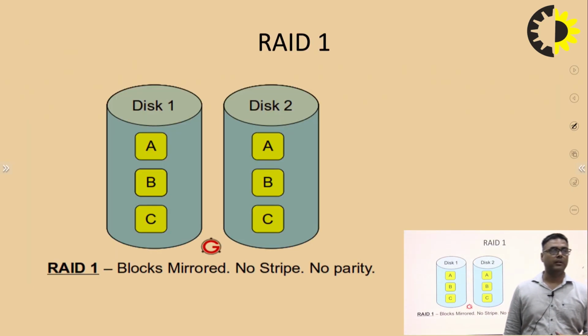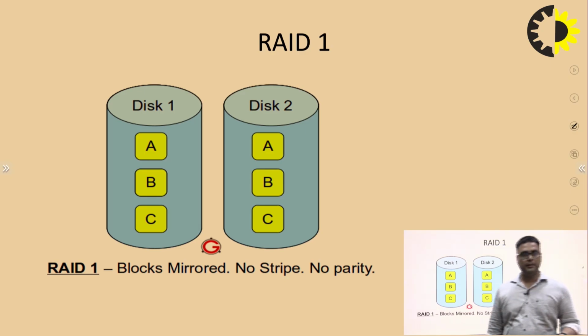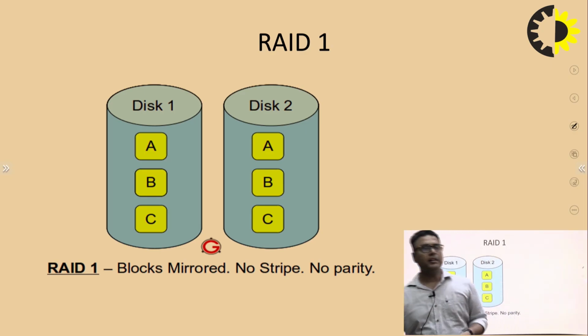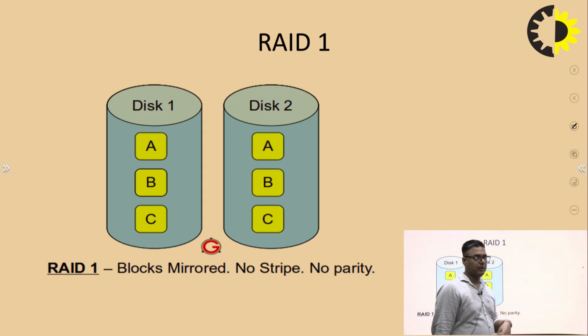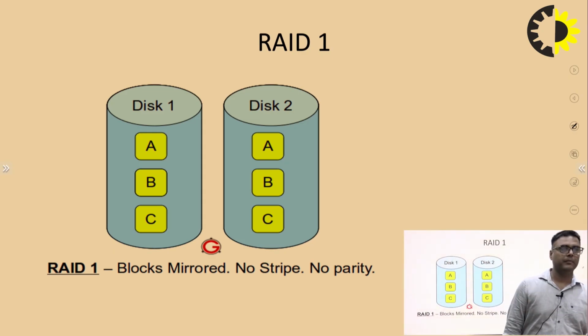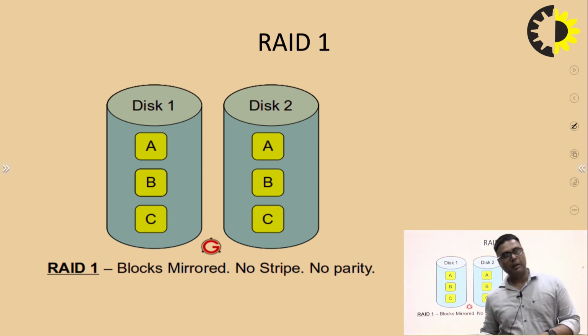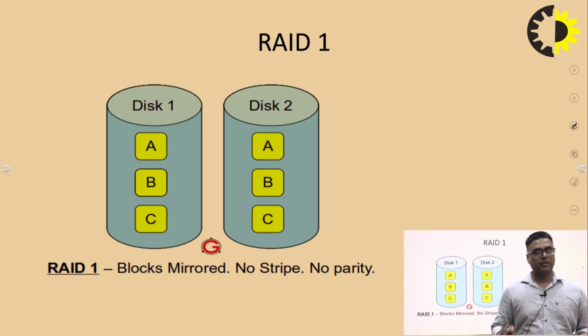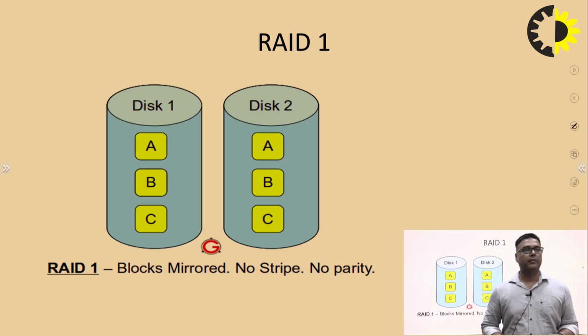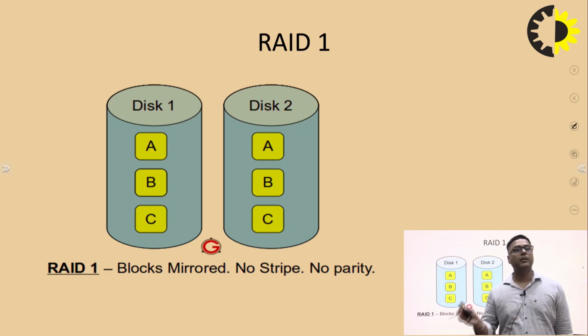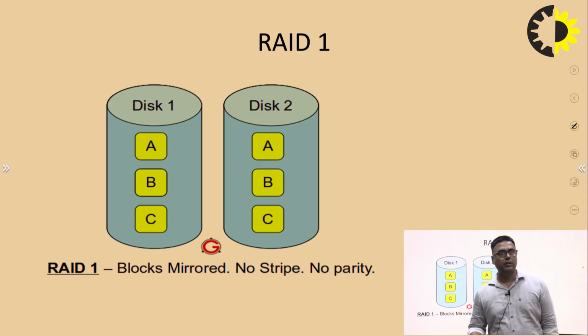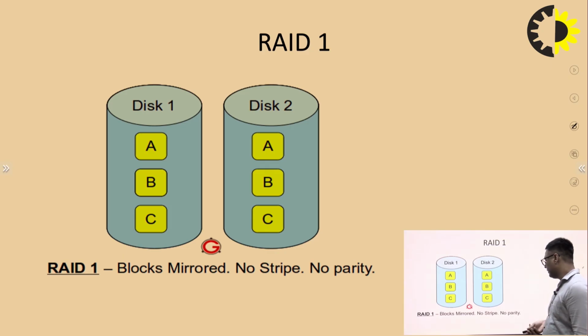Next, RAID 1. In a RAID 1 condition, we have to create a copy of the data. If data is stored in disk 1, we create a copy on another disk. Disk 2 is basically a copy of disk 1, a mirror image. As mentioned already, blocks are mirrored, with no strips and no parity of the data.